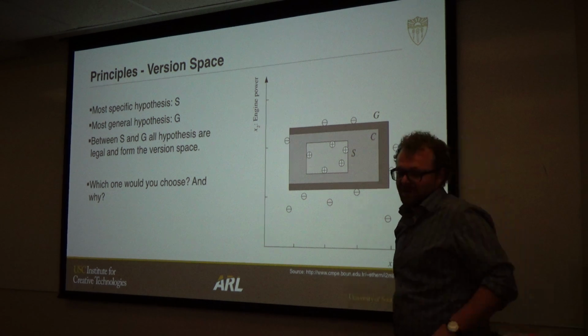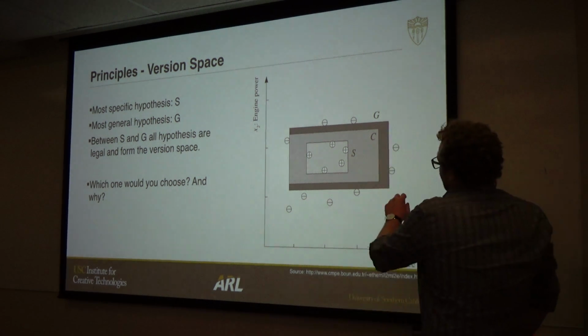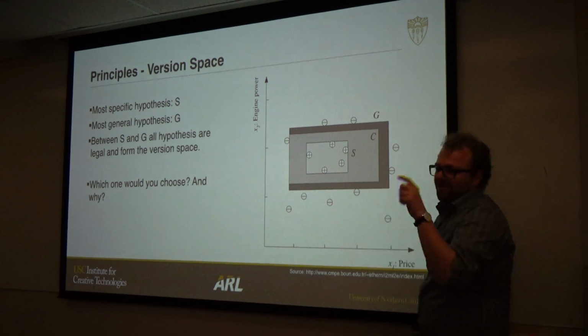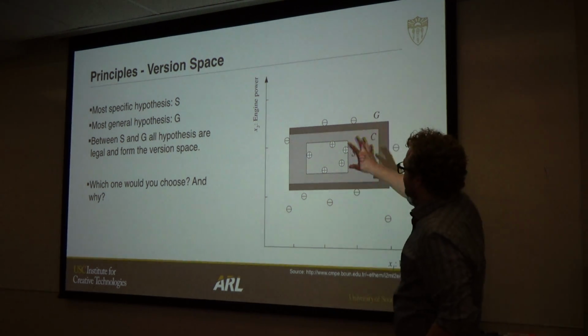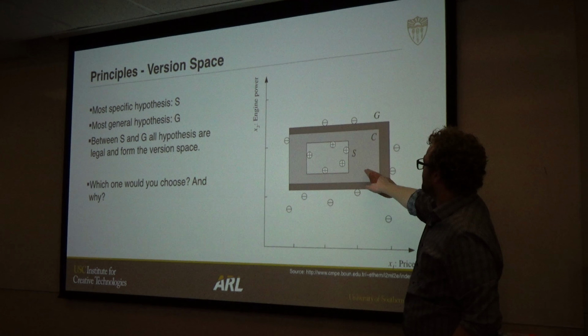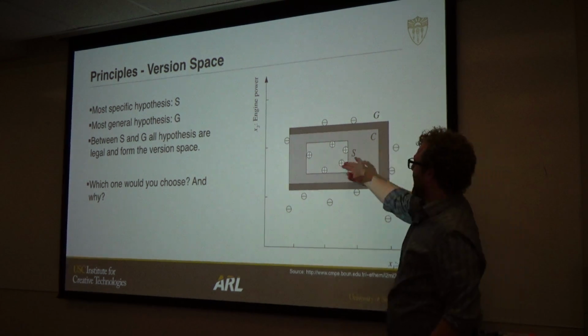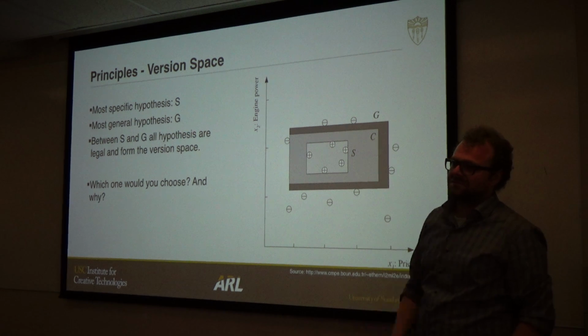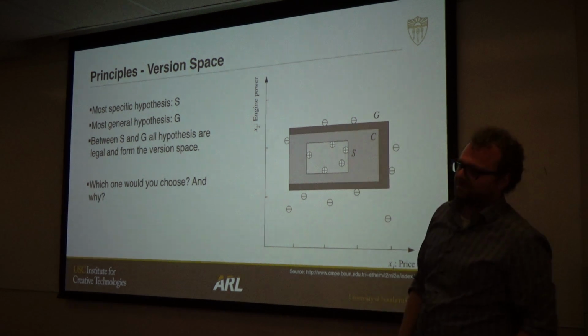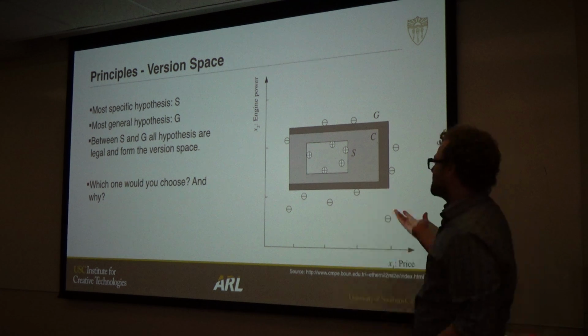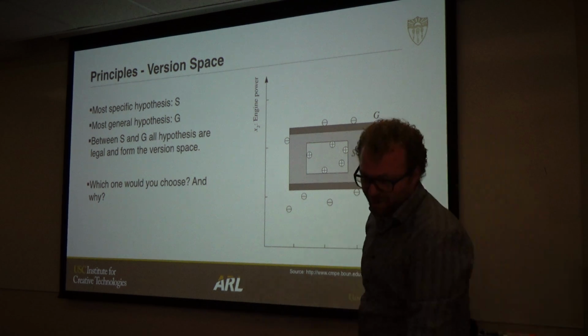The C. But we don't know this, right? We only have these observations that look like this. But we want to get to the C. So which one will we choose? Will we choose S or will we choose G? We would choose neither, I guess, or probably.